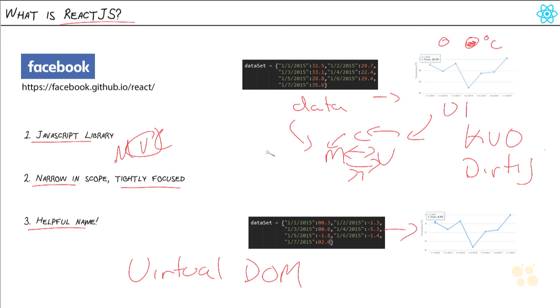What ReactJS does is it creates a virtual representation, in-memory representation, of that DOM. And every time you make a change to the data set, it updates the virtual DOM.